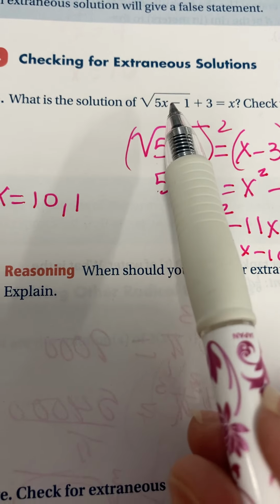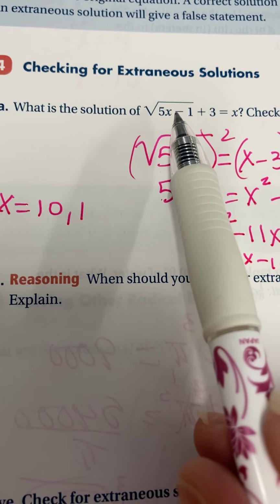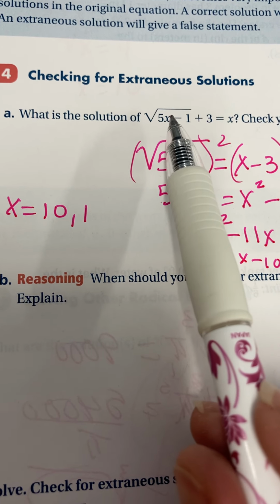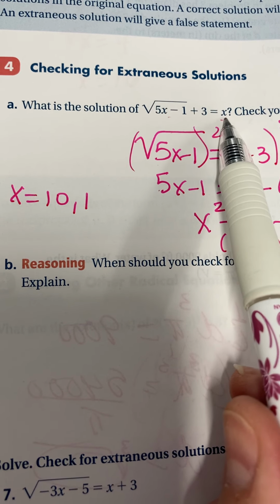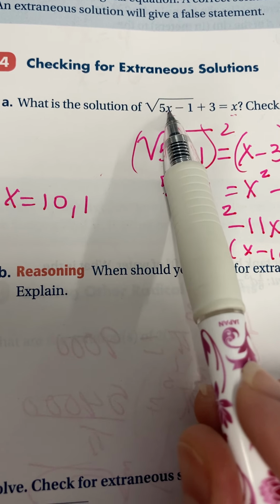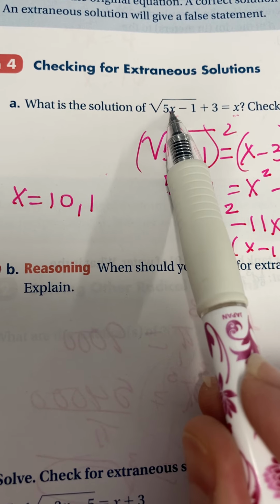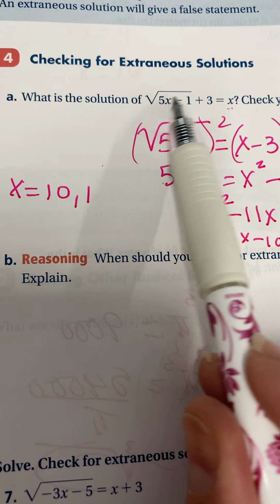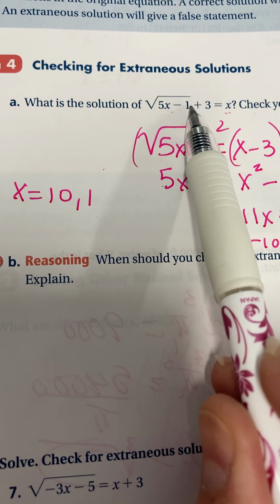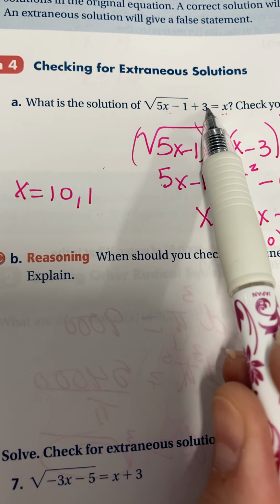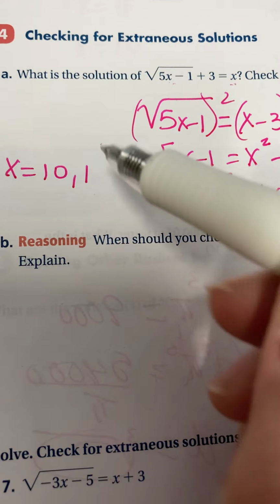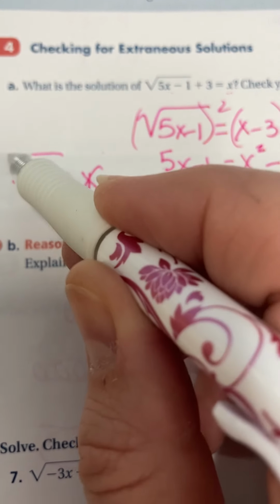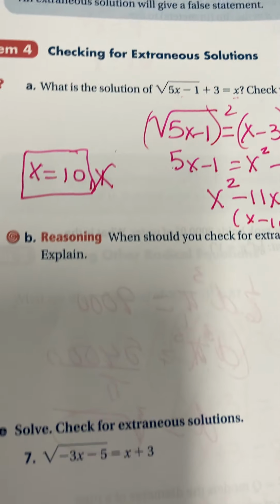So let's put a 10 in here. You're going to get 50 minus 1 is 49, and the square root of 49 is 7, and 7 plus 3 does equal 10. I'm putting 10 in for both x's. Take a 1, put it here. You're going to get 5 minus 1 is 4 inside. The square root of 4 is 2, and 2 plus 3, remember I put a 1 right here. So 2 plus 3 does not equal 1, so the 1 is my extraneous root. The only actual answer that worked was 10.